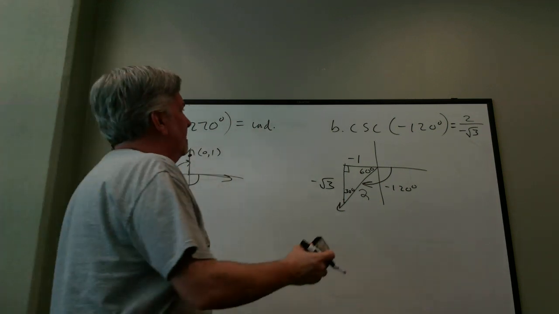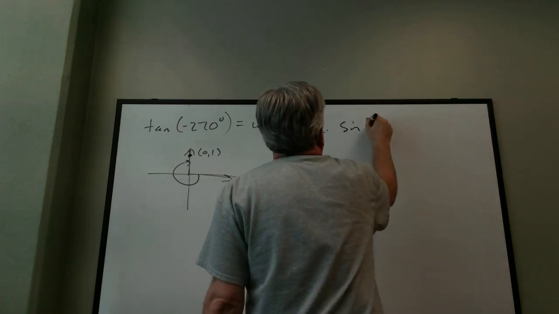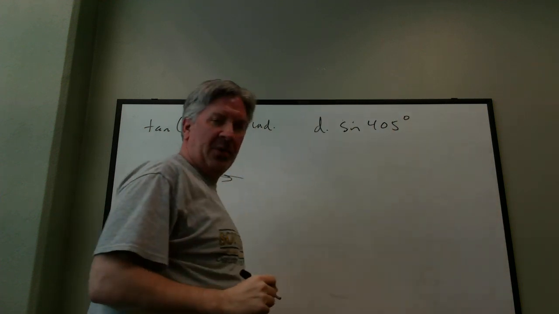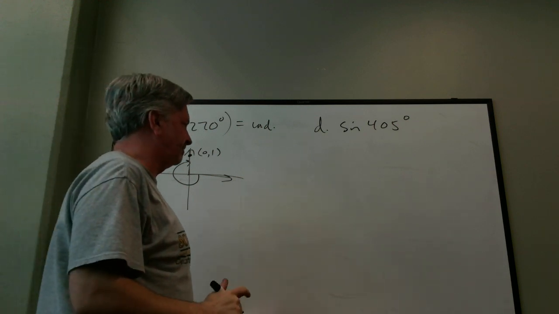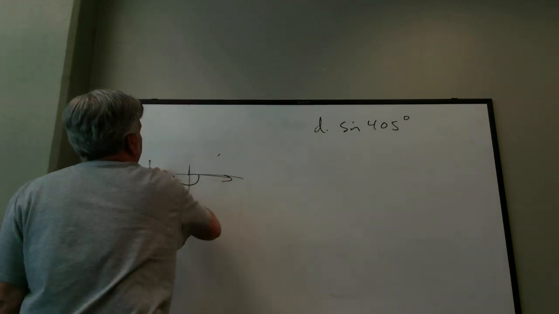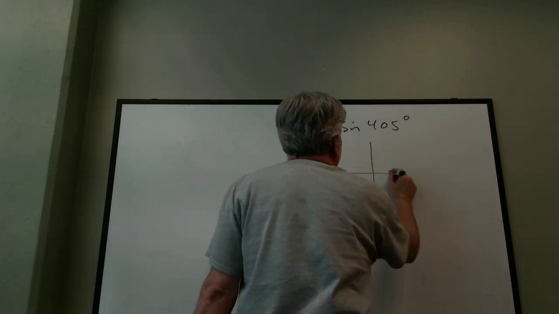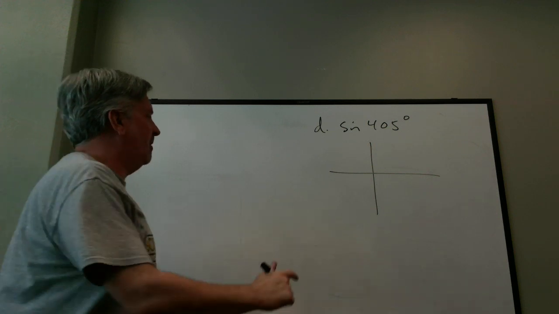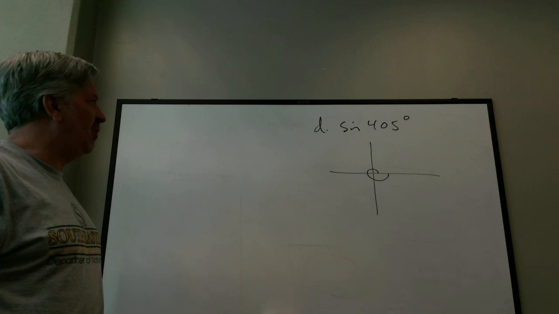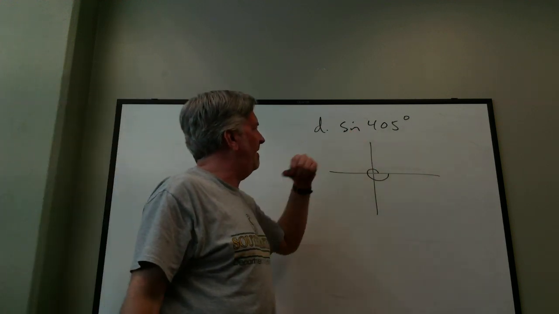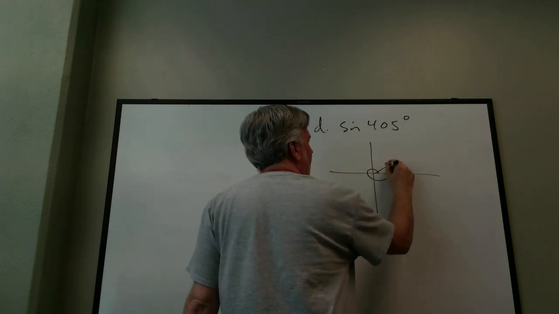And then D says find the sine of 405 degrees. Okay, pause the video and see if you can do that one on your own, and then I'll do it and we'll see if we get the same answer. Okay, where's 405 degrees? That's more than once around, so all the way around is 360. And now how much is left to go? Well, I've used up 360. 405 minus 360 is 45 degrees. So that leaves me in the first quadrant, just a little bit more to go.